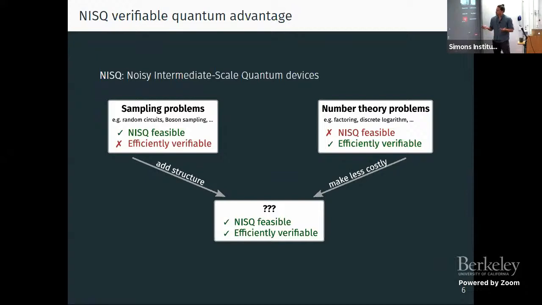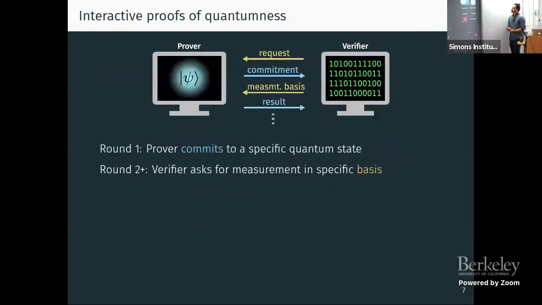So for the rest of this talk, I'm going to focus on the other path, which is to take one of these number theory problems like factoring, discrete log, something like that, which perhaps have some efficiently verifiable protocol, and see what we can do to make them less costly and make them NISQ feasible. Okay, so the starting point was already very nicely introduced by Urmila.